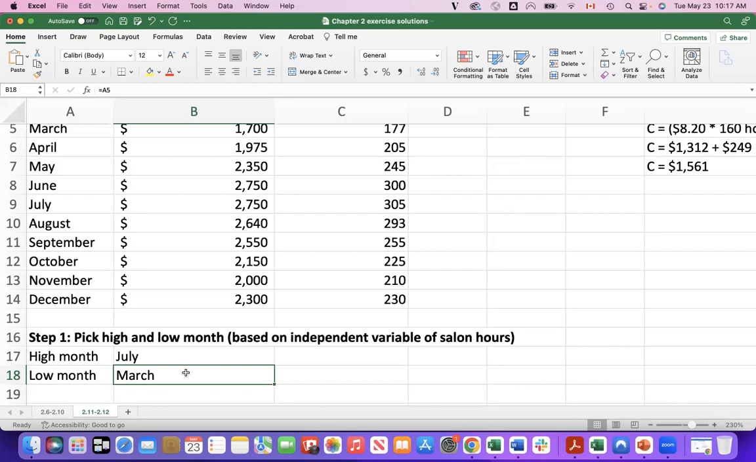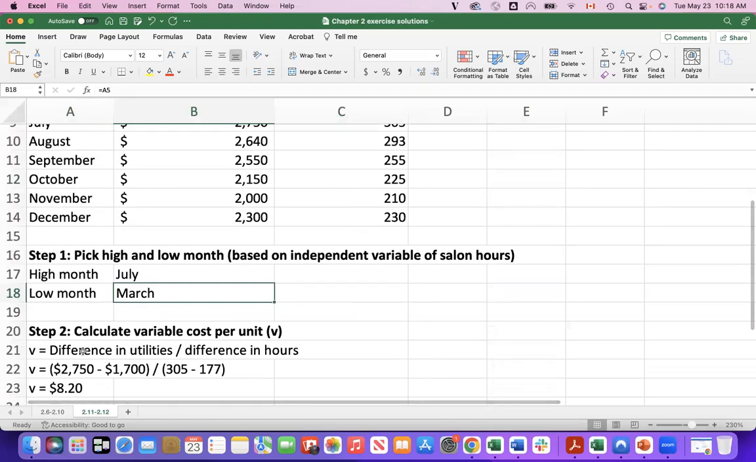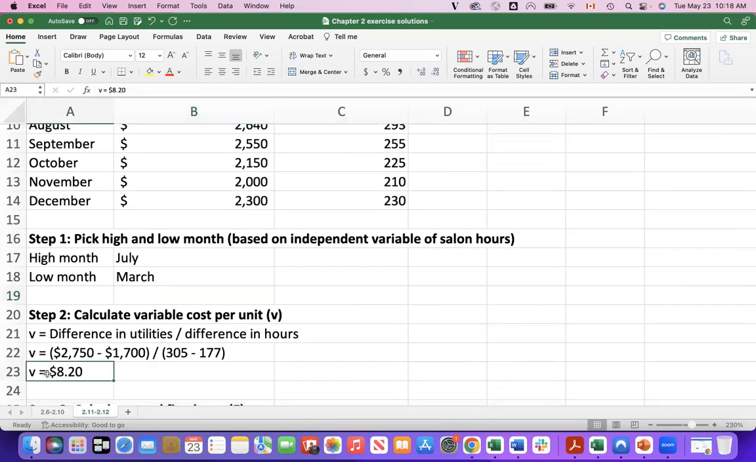In this case, our variable costs per unit using the high-low months, the differences between the cost each month. In this case, the difference in utilities cost divided by the difference in hours. Remember the high month, we had a cost of $2,750. The low month, we had the cost of $1,700. So we take the difference of that divided by the difference in hours. The high month, we had 305 salon hours. The low month, we had 177 hours. The difference there, we divide into the difference in utility costs. We get a variable cost per unit of $8.20. And I should mention that is per salon hour.